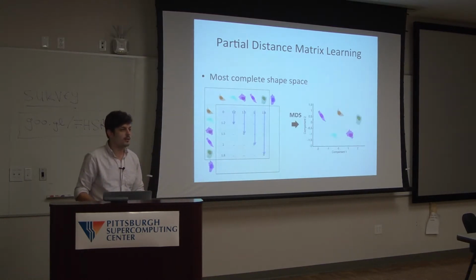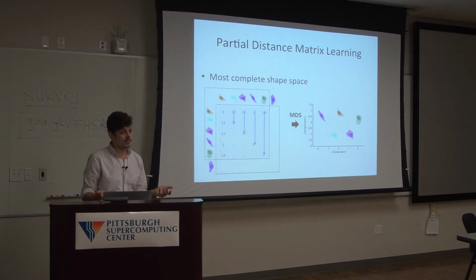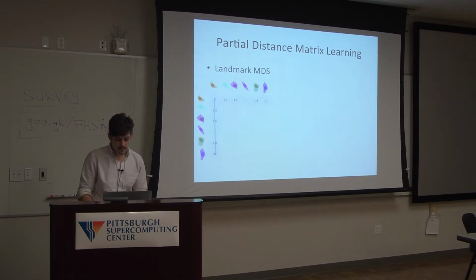And then we can use the same methodology as before to embed the best model available into the shape space. This shape space, of course, becomes more descriptive the more data that you train it on.